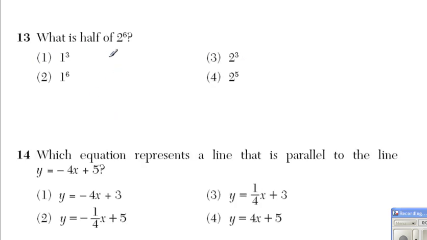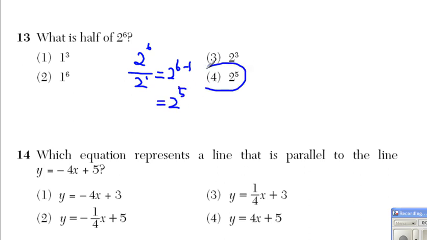Next. Half of this simply means we're looking at 2 to the 6th power divided by 2. Half means to divide by 2, but since there's no exponent, we can assume there's a 1 hidden. Then we end up getting 2 to the 6th minus 1. As you can see in the division, the exponents are being subtracted, so we end up getting 2 to the 5th power, which will be this value.